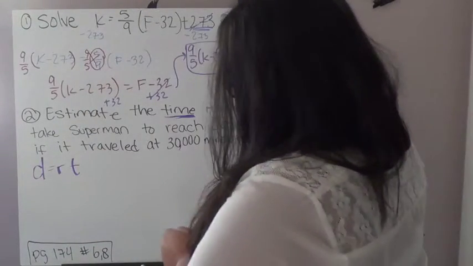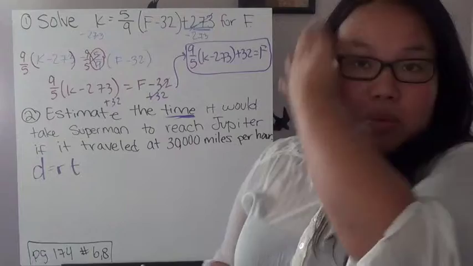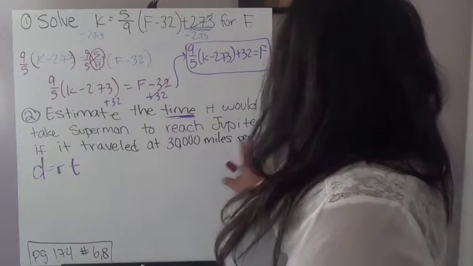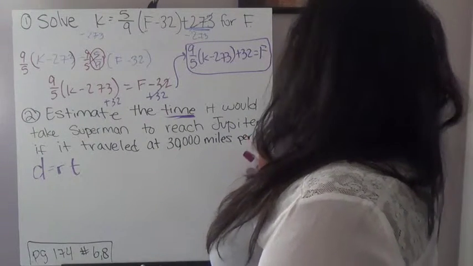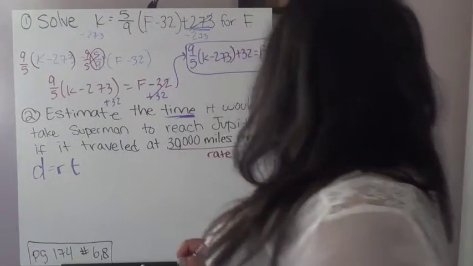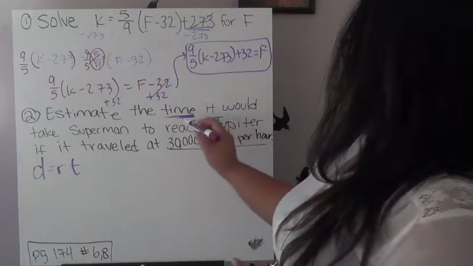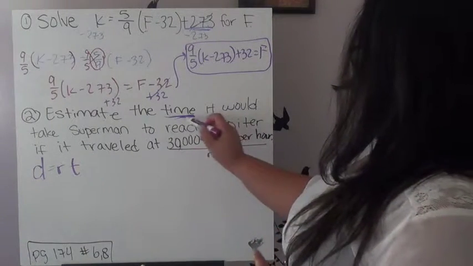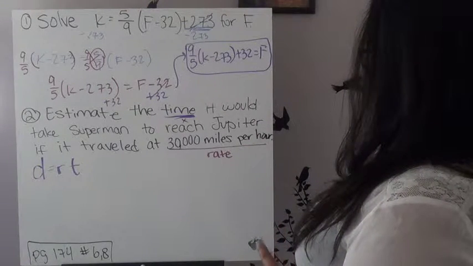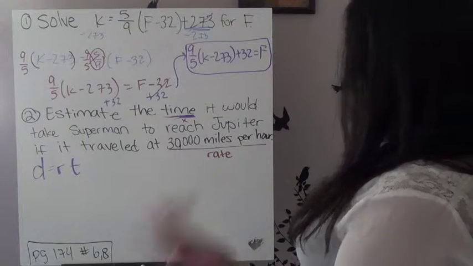So let's see what we can fill in. Remember, we can solve for an equation only if there's a maximum of one missing variable. If there's more, then we can't solve for it. So let's see if we can fill everything in. We know that Superman traveled 30,000 miles per hour, so this would be our rate. And we want to know the time, so our time would be x. Well, first we need to find how far Jupiter is.